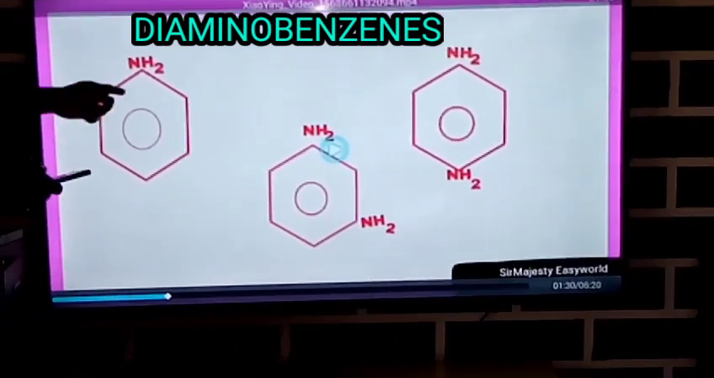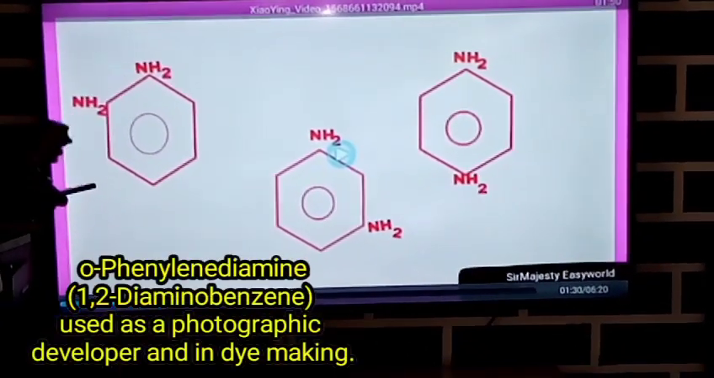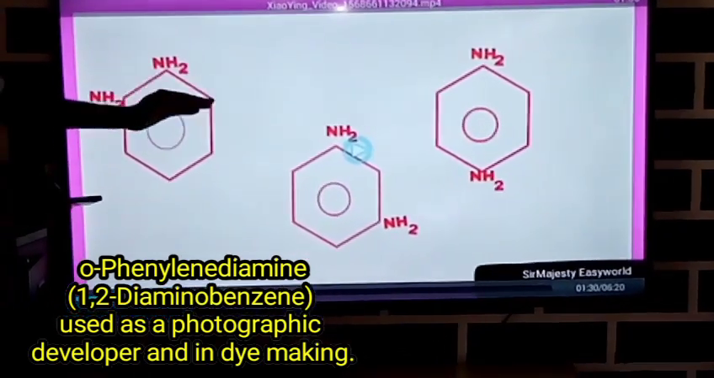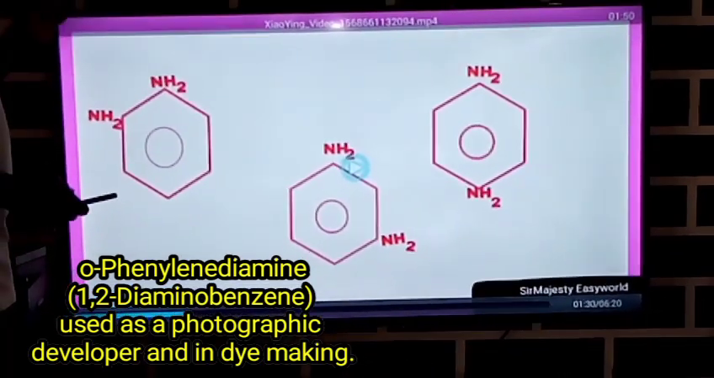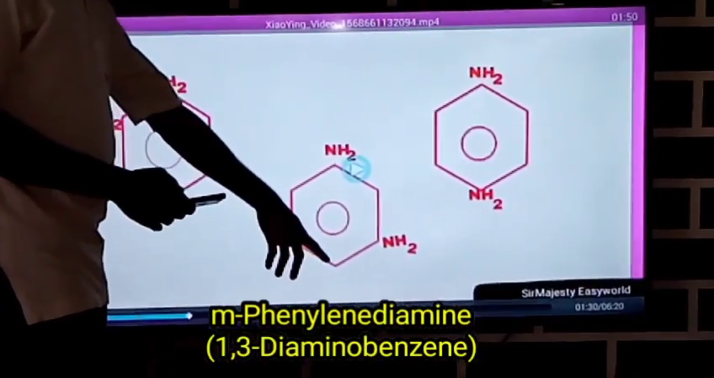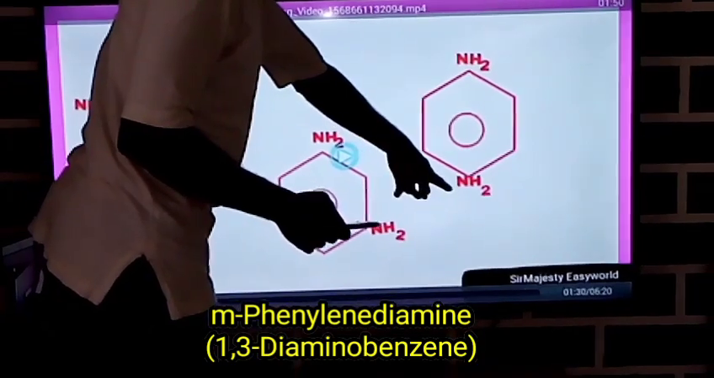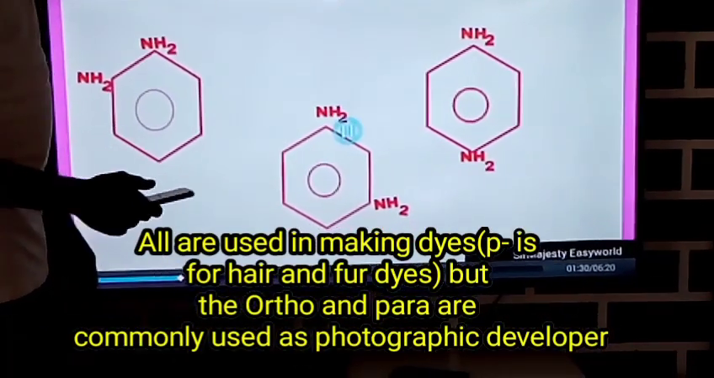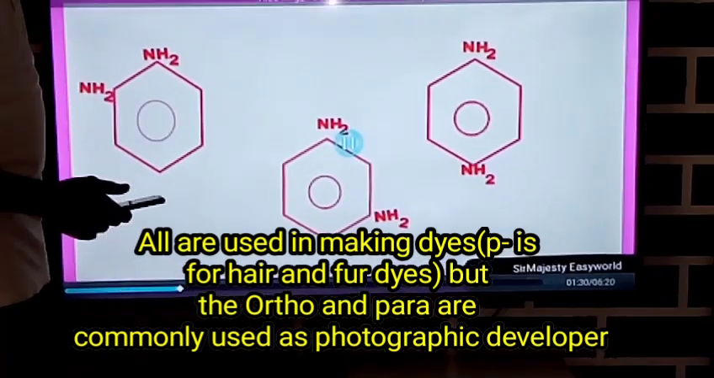So this can be called O-phenylene diamine. The phenylene means the C6H4, that's what remains, is phenylene. The diamine, because there are two amino groups. Then this one should be M-phenylene diamine. Then this should be P-phenylene diamine. So that's the way to name the disubstituted compounds of benzene. Let's see other examples.